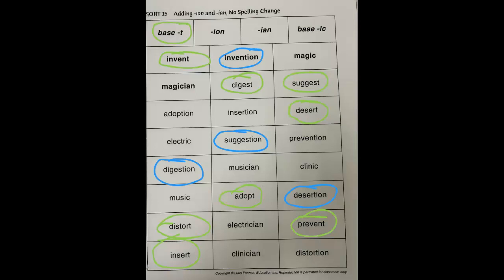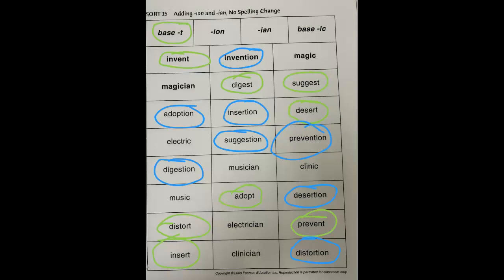See, we have distort. Remember, you stretched it so it doesn't look right. Now we have distortion. Again, the T now makes the sh sound. Insert, I had to insert the right money into the machine to get my pop out of the vending machine. Insertion over here. Changed it again. Adopt, and I change it to adoption. I have prevent, and I change that to prevention. So it changes the sound of the T.